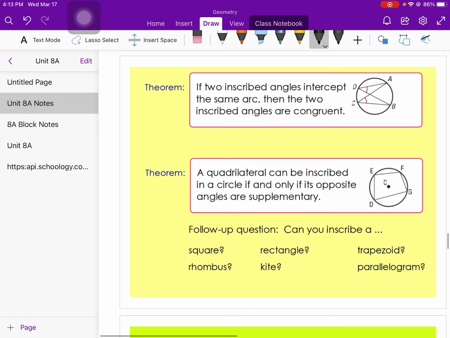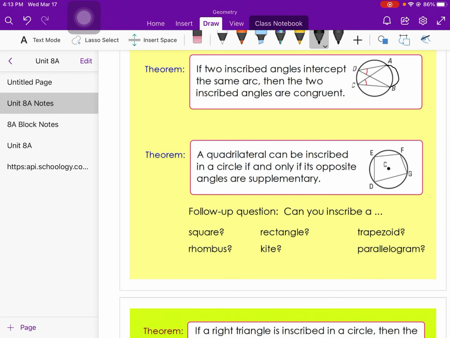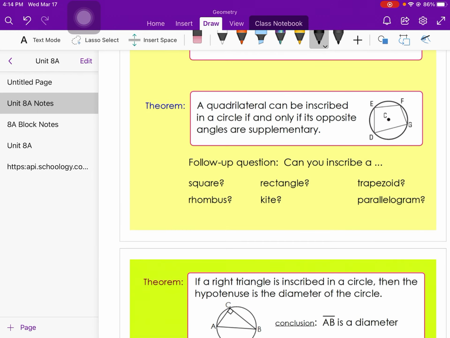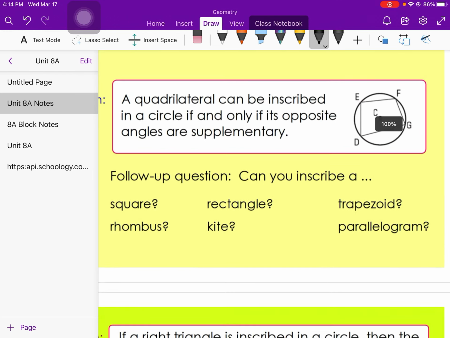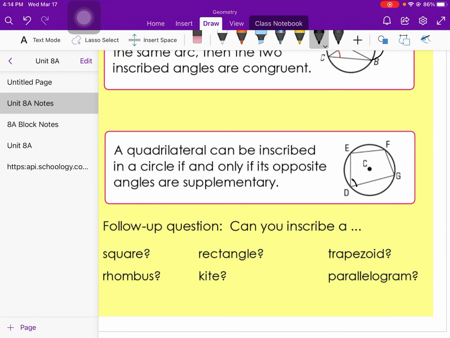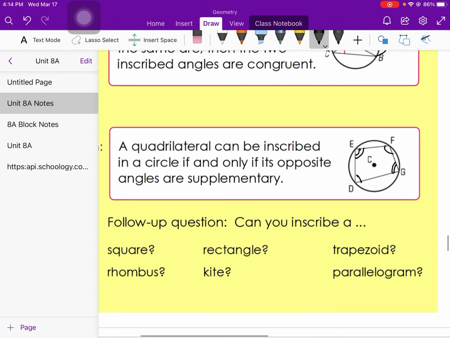All right, some theorems that go along with this idea. If two inscribed angles intercept the same arc, then the two inscribed angles are congruent. So notice they both connect here at A to B, so that would make angle D the same as angle C. This next theorem is a quadrilateral can be inscribed in a circle if and only if its opposite angles are supplementary. So what we would need to identify here is the fact that this angle D is congruent with angle F, and then angle E has to be congruent with angle G, because those would be the opposite angles.